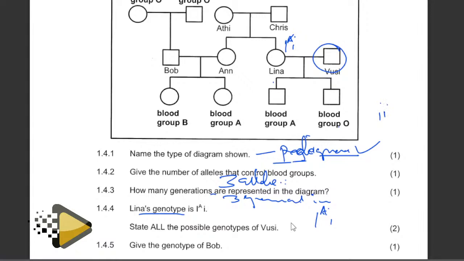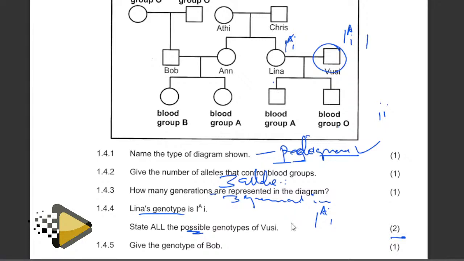Remember, I asked a question: how can a person of blood group A and a person of blood group B produce a kid of blood group O? Then I said yes, because if they both are in a heterozygous state, they have the recessive allele, therefore they can produce a kid of blood group O. Therefore, they give 2 marks for VUSI, and they're saying possible. Therefore, VUSI can be A, small I.